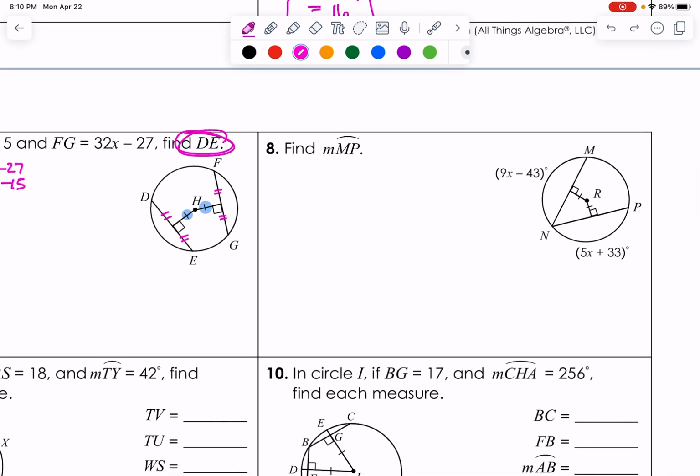So now we're going to look at number 8. This one tells me, again, that these two small lines are congruent. That means that MN and PN are equal distance from the center because they're at right angles. Because they're equal distance, they have to be the same. So that means that this line and this line are congruent. And we know that if the chords are congruent, the arcs are congruent. So then what we're going to do is say that 9x minus 43 equals 5x plus 33.